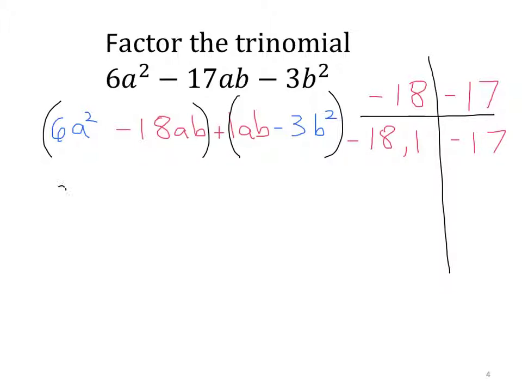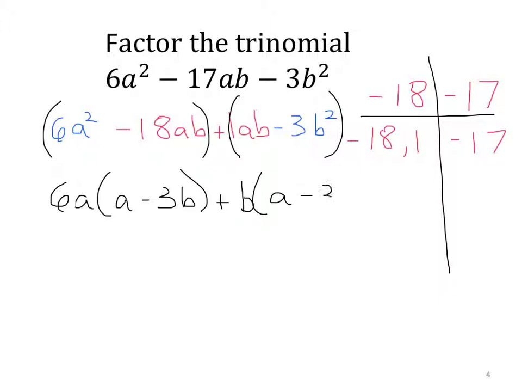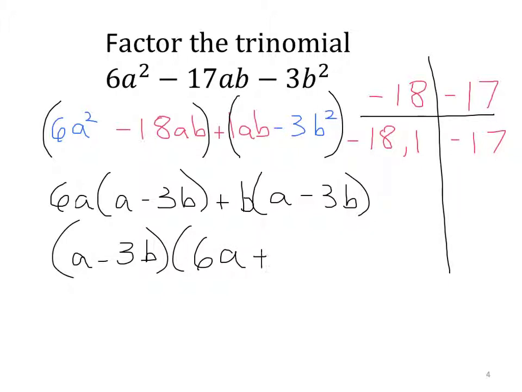So in the first case we have 3a, or actually we have 6a, so let me rewrite that. We have 6a, and that leaves a minus 3b, plus 1 times a, or we have b actually, b times a minus 3b. And so that gives us a minus 3b times 6a plus b. Okay, so we think that's our answer.